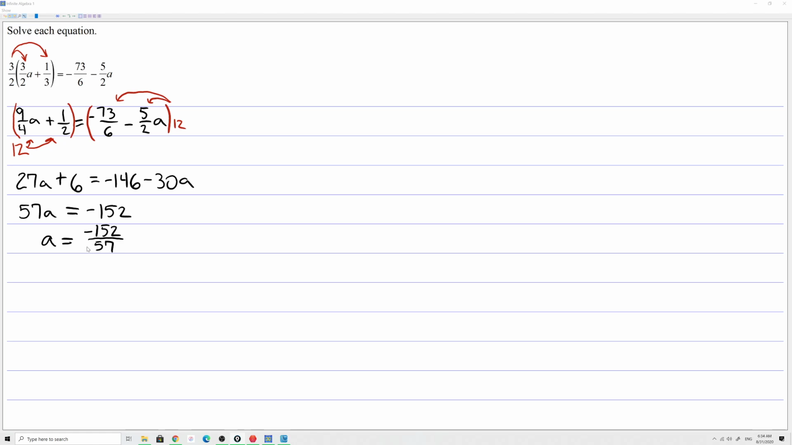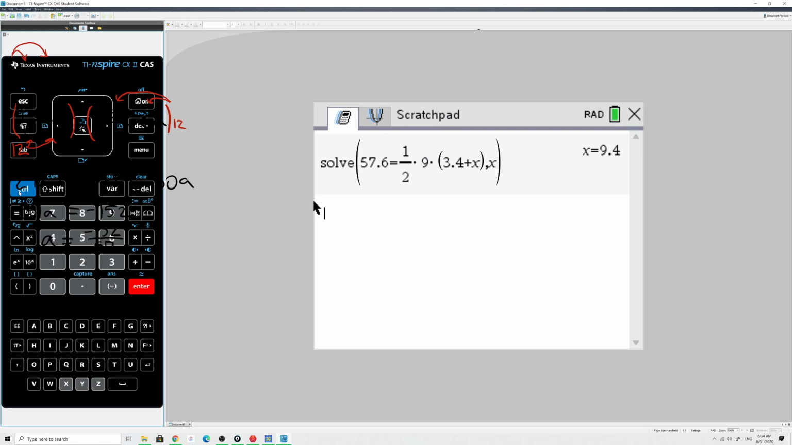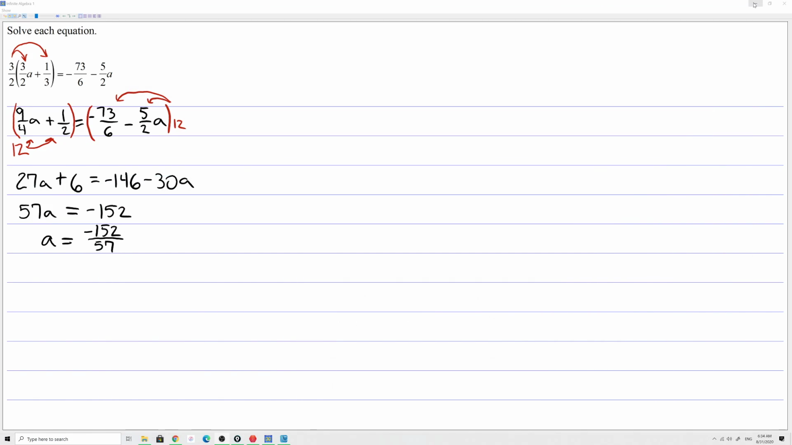So our fraction is 152 over 57. All I have to do is type that, 152 over 57. We see it simplifies to 8/3. So the answer to our question is a equals negative 8/3.